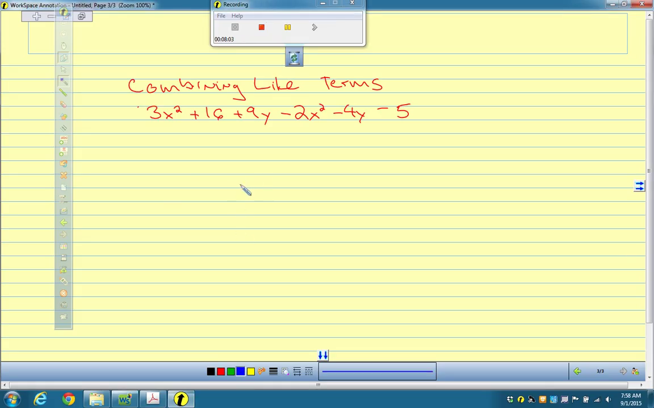Everyone okay? So Meadow correctly said that this and this are like terms. So those are two of those things you're going to combine. What's 3x squared plus negative 2x squared?